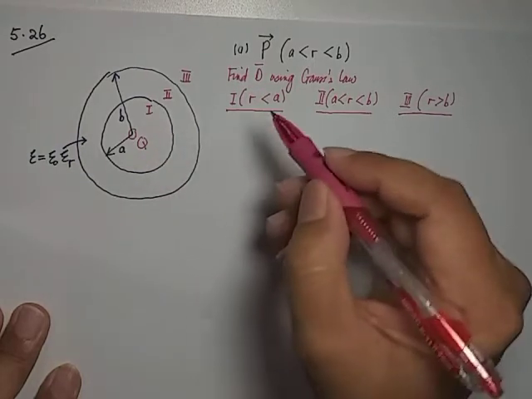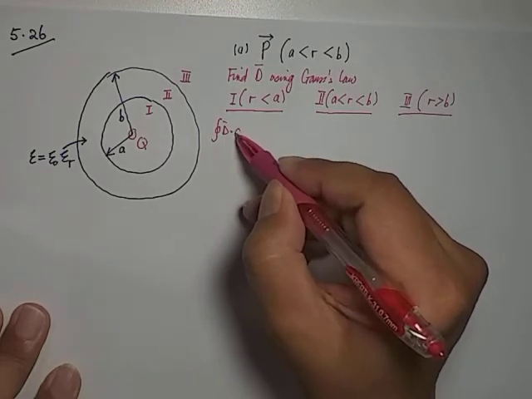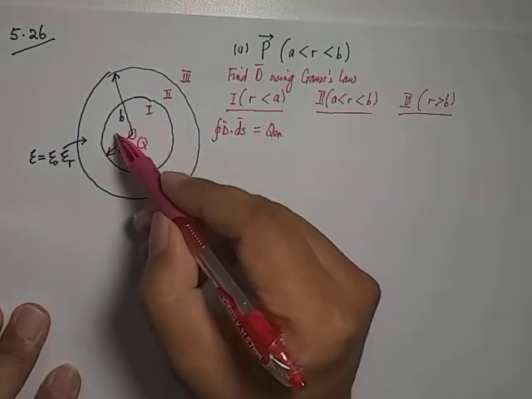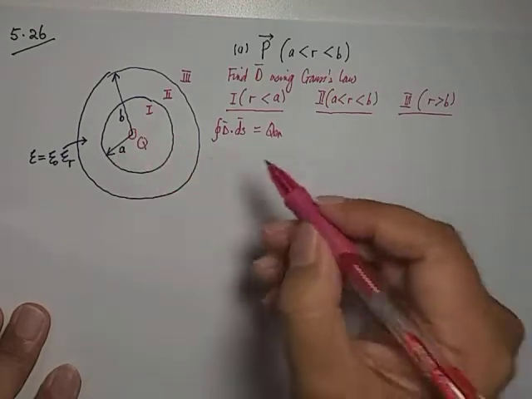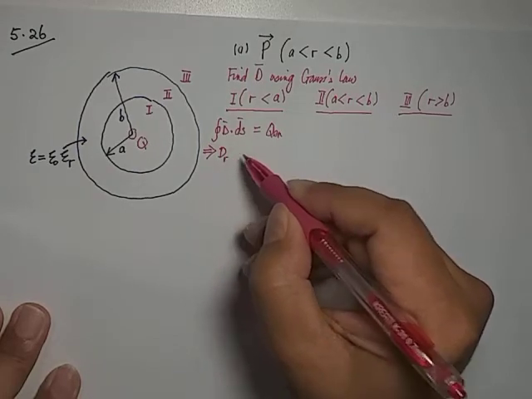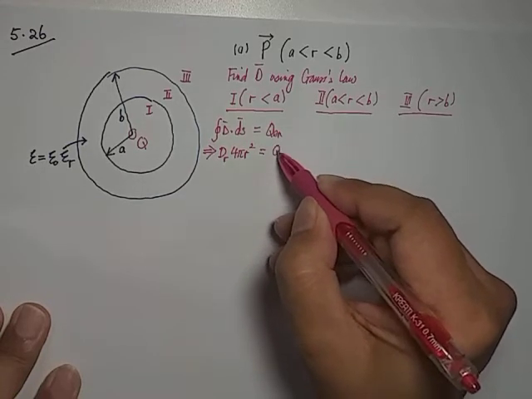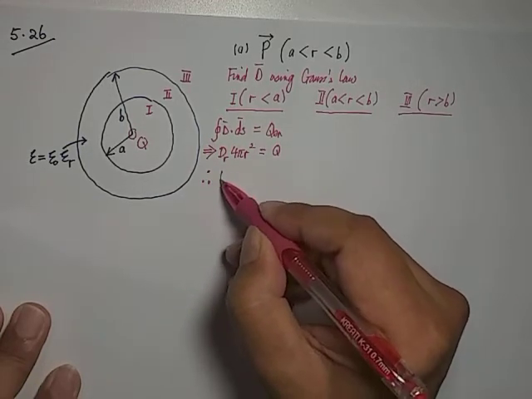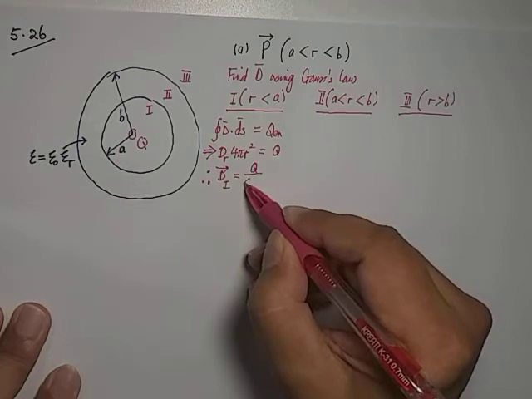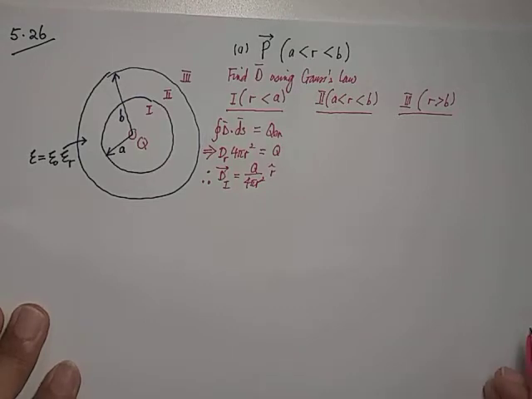Then for region number 1, I know that in terms of Gauss's law, the integral of D dot dS equals Q enclosed. Okay, so what we have to do is build a Gaussian profile structure here. From our previous experience, we know that the left-hand side should be equal to D_r times 4 pi r squared, and then the Q enclosed should be Q. Therefore, in terms of D1, it should be equal to Q divided by 4 pi r squared in the r direction. Okay, that should be our D1.